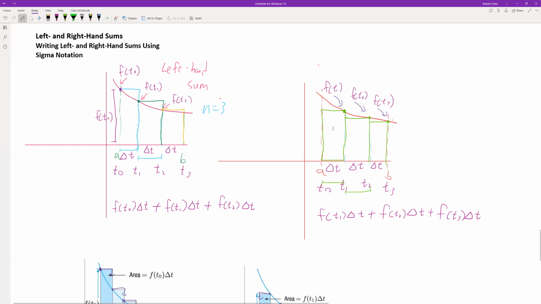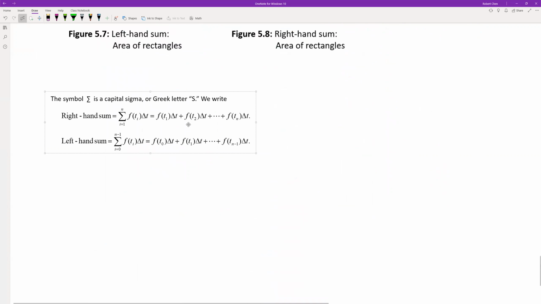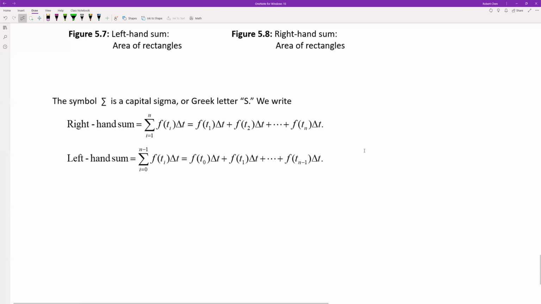So basically, whether you're using a left-hand sum or right-hand sum determines our function value, the height of the rectangle, and the width will be the same for every rectangle depending on how many intervals you're taking. All right, so here is the formula for whether you're using left-hand sum or right-hand sum.